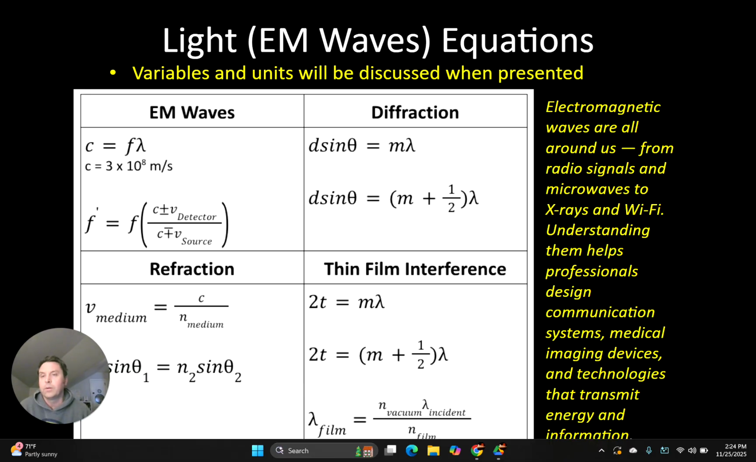C equals, the one I'm going to point out right now. We'll talk about these as we go through the slides, but c equals f lambda is the one. Right, that's v equals f lambda from the general wave equation. c is specifically the speed of light, though. So instead of saying v equals f lambda for light, we're going to say c equals f lambda, and c is a very specific number. It's 3 times 10 to the 8th meters per second, but we will talk about it as we go. There are variations on that number, but we are going to use 3 times 10 to the 8th.